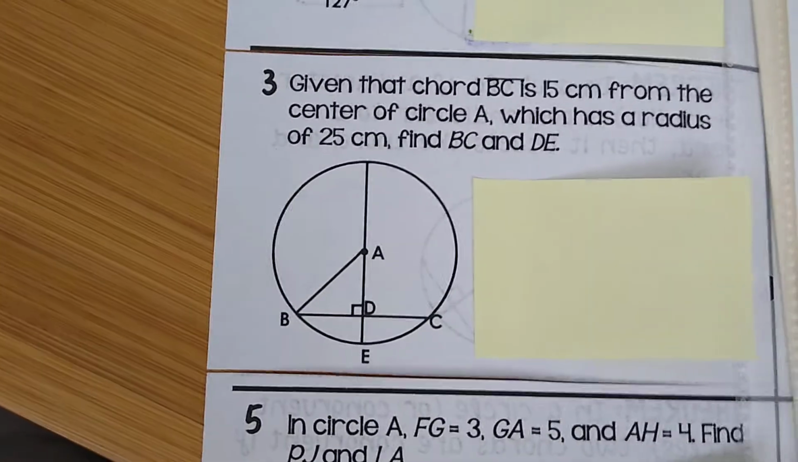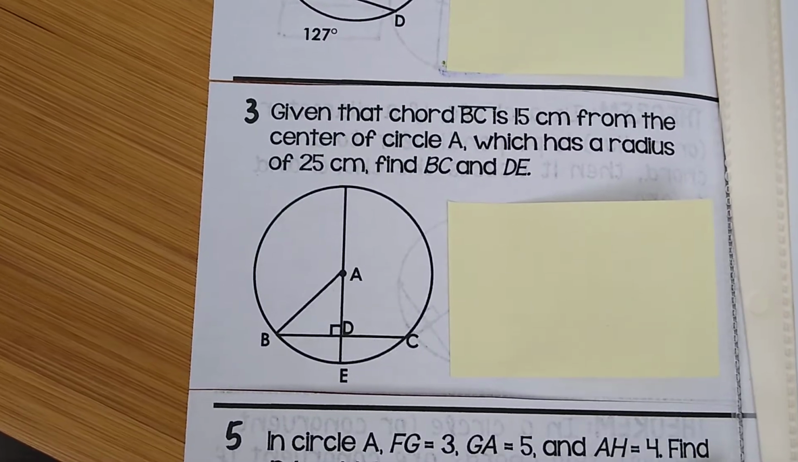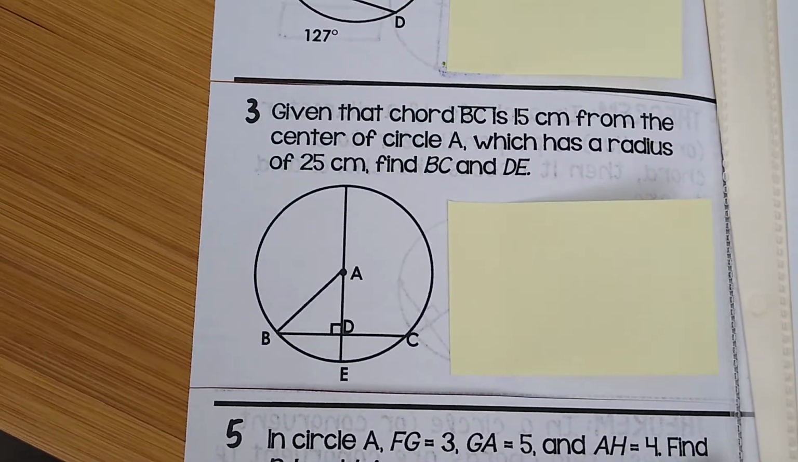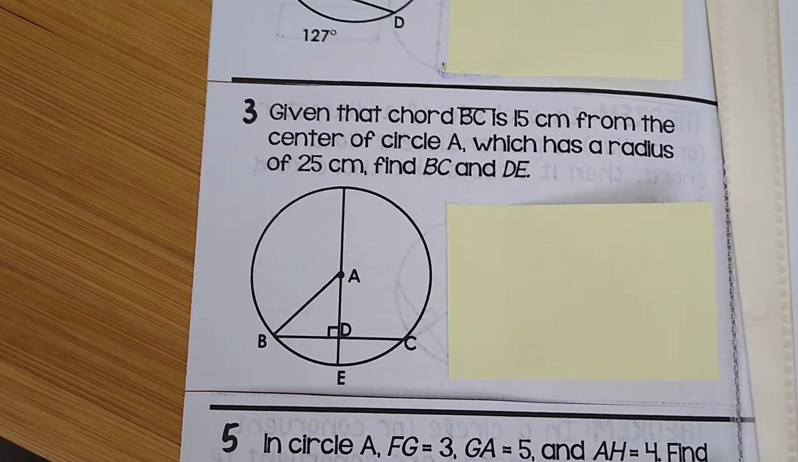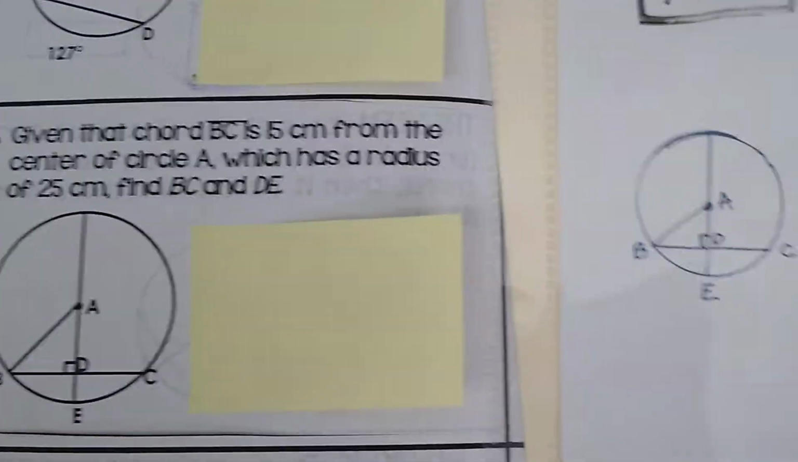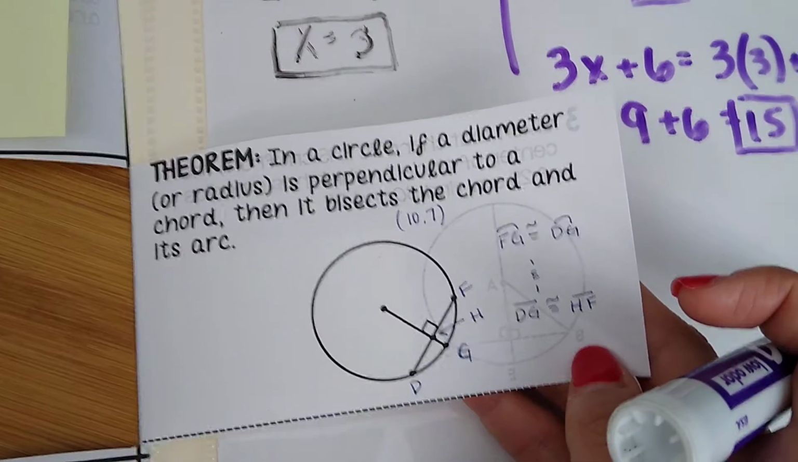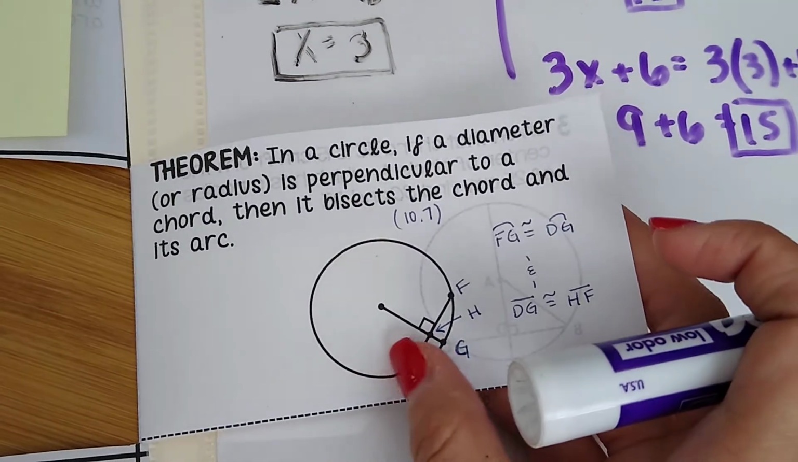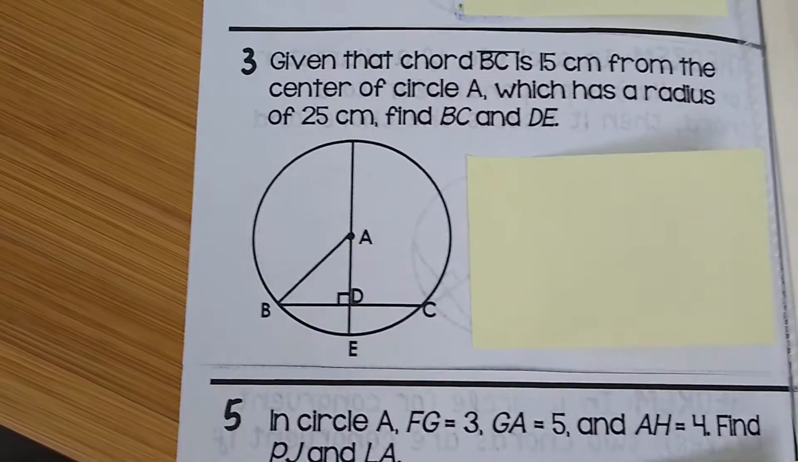All right, so now let's do the next one. So given that chord BC is 15 from the center of circle A, which has a radius of 25 centimeters, find BC and DE. So this is the one where it tells us that if a diameter or a radius is perpendicular to a chord, then it bisects the chord and its arc. So let's break that one down.